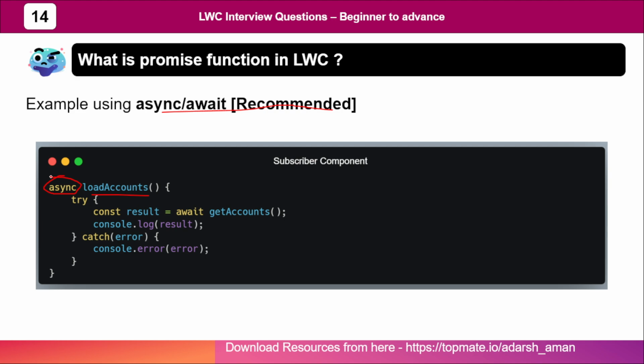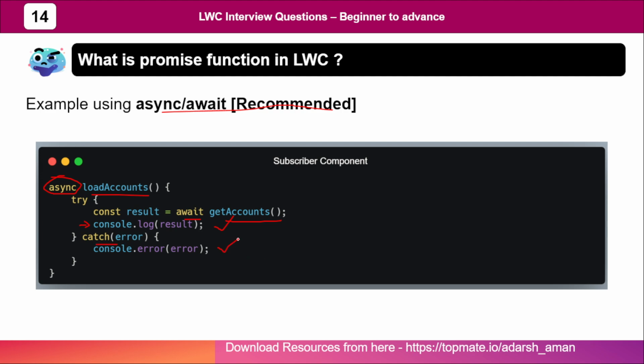So first we have to write the async on the method name, and inside that, whenever we are calling the apex method, which is get accounts, here we need to write await. Why do we need to write await? Because until we get the data, this other piece of code will not run, and once we receive the data, this will run. But if there is any failure, it will be caught by the catch block and displayed on the console.